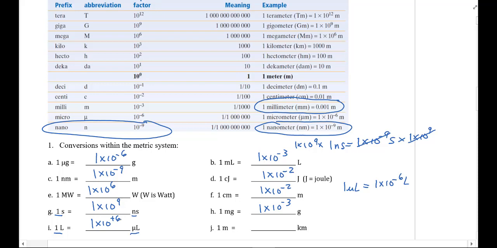And then from the table, we can get meters and kilometers. We know that 1,000 meters is equal to 1 kilometer from the table. So if we wanted to calculate how many kilometers were in 1 meter, we could divide both sides of that equation by 1,000, and so 1 meter would equal 1 times 10 to the minus 3 kilometers.